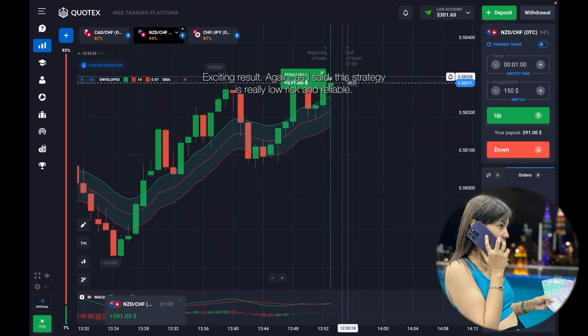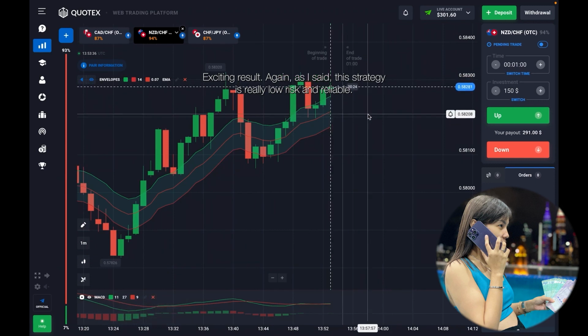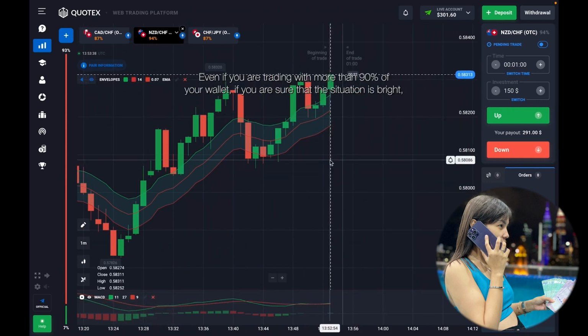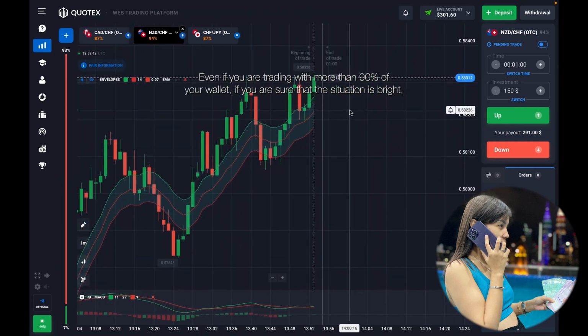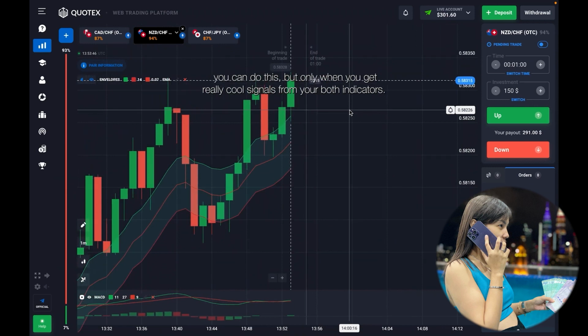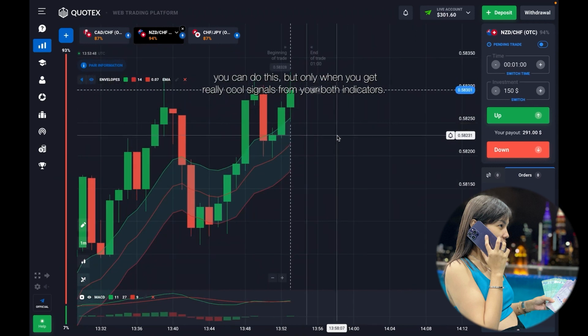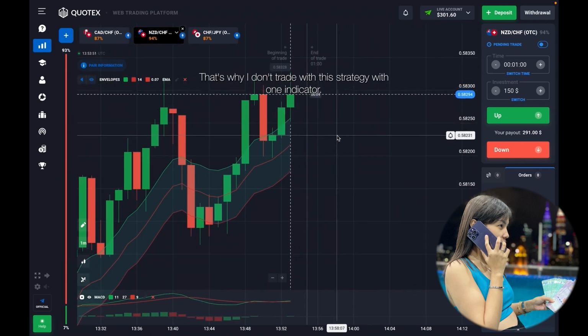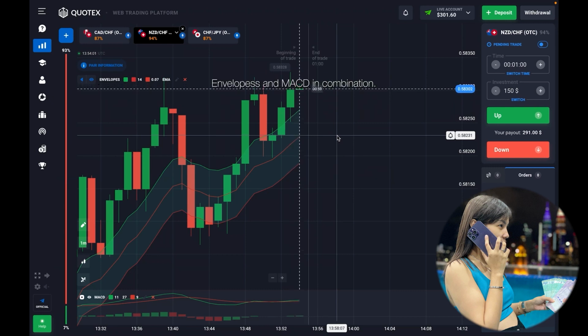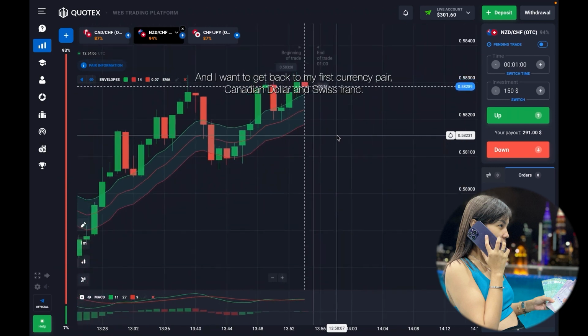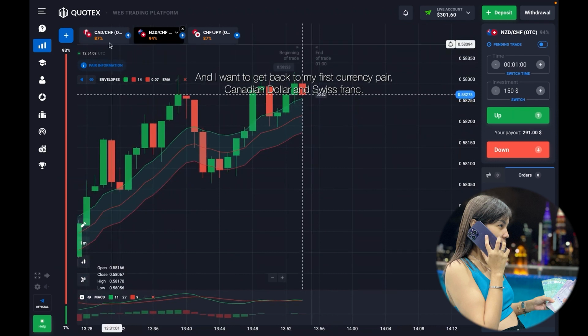Brilliant result, guys. Again, as I said, this strategy is really low risk and reliable. Even if you're trading with more than 90% of your wallet, if you're sure the situation is bright, you can do this, but only when you get really cool signals from both your indicators. That's why I don't trade with this strategy with one indicator. That's the reason why I'm having two indicators here, Envelopes and MACD in combination, and they're working in a perfect way.